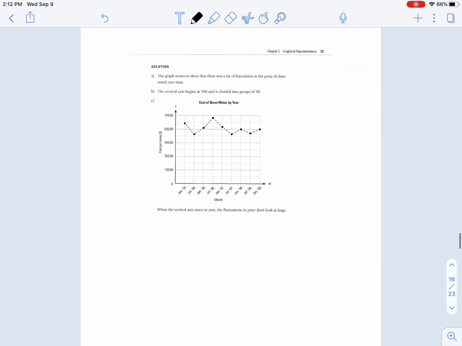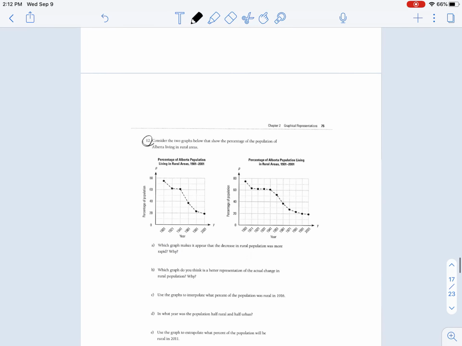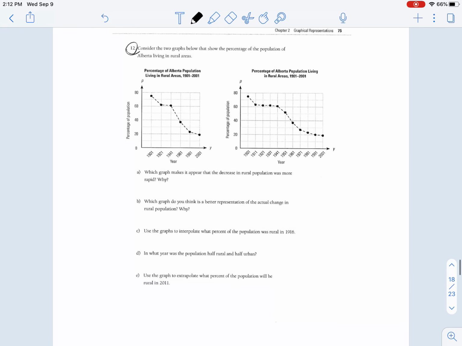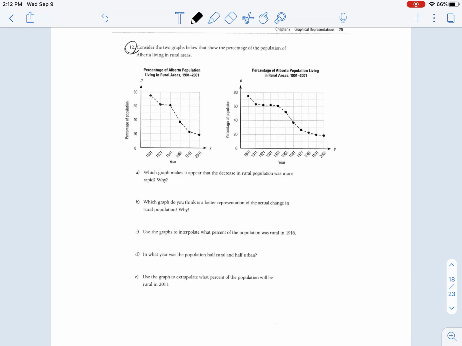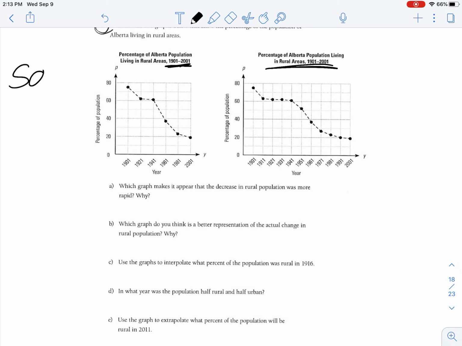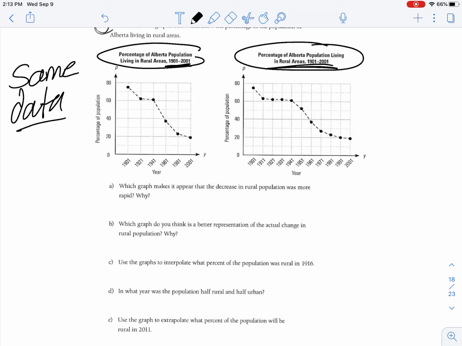Let's see what else we gotta learn here. Okay, let's do number 12 together, and then I think that'll be it for 2.1. So consider the two graphs below that show the percentage of the population of Alberta living in rural areas. So you have two different things. Recognize it's showing the exact same data. Okay, if you read, these are showing the same things, but why do they look different?